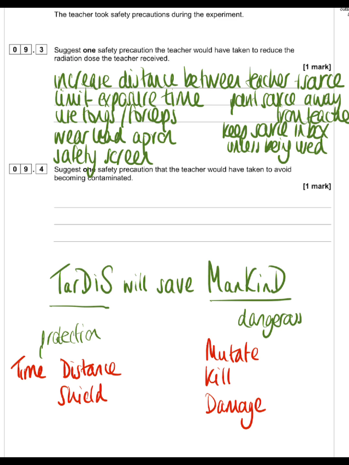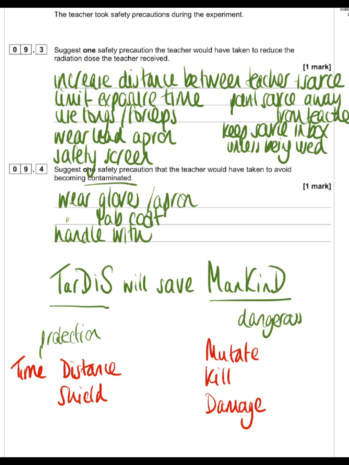Suggest one safety precaution the teacher would have taken to avoid being contaminated. So contamination is where the material actually becomes radioactive as a result. So we are looking for ways to limit the teacher becoming contaminated with radiation. So that is making sure they don't come into contact with the source at all. So that is things like wearing gloves or an apron, wearing a lab coat, and again using the tongs or the forceps so that you don't actually touch the material. So anything that prevents the teacher from actually coming into contact, because that's when you get contamination happening.